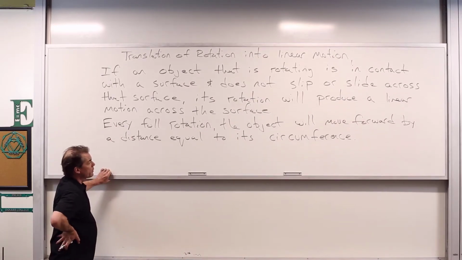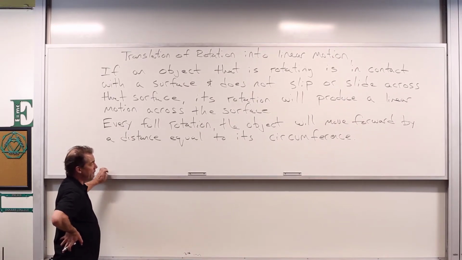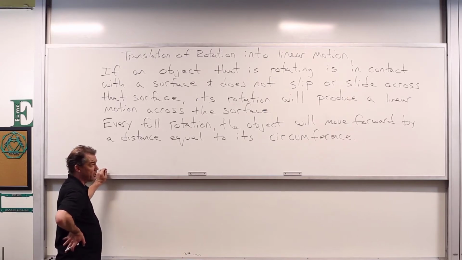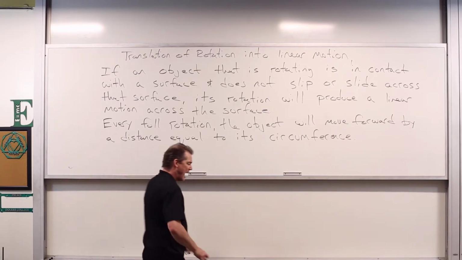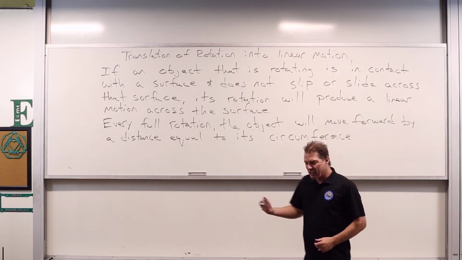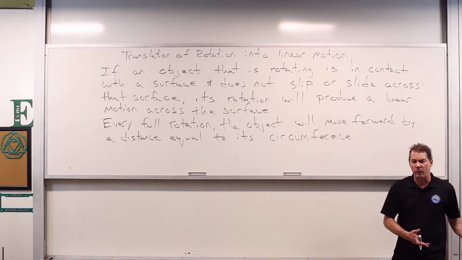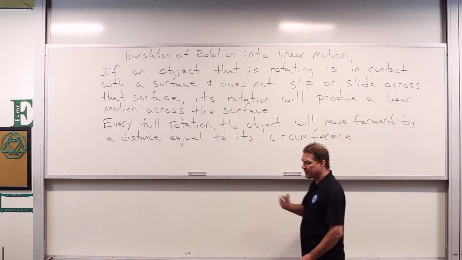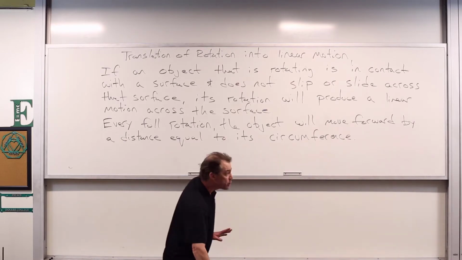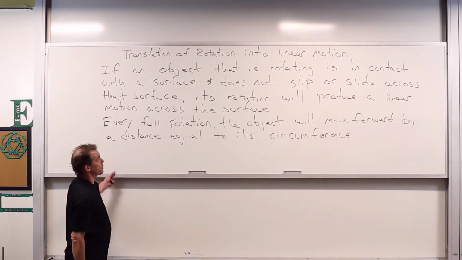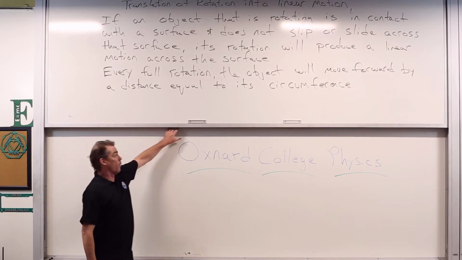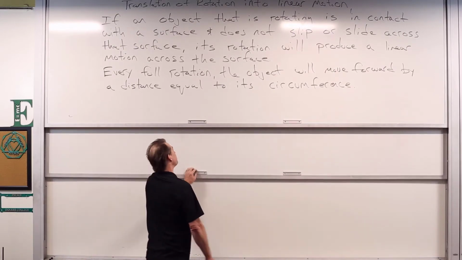So what we want to be able to do is utilize this and figure out the explicit connections not just between angular displacements and linear displacements, but angular velocities, angular accelerations, and linear accelerations for an object that is allowed to fully translate its rotation into linear motion. So that's what we want to do, and that's what we're going to do.